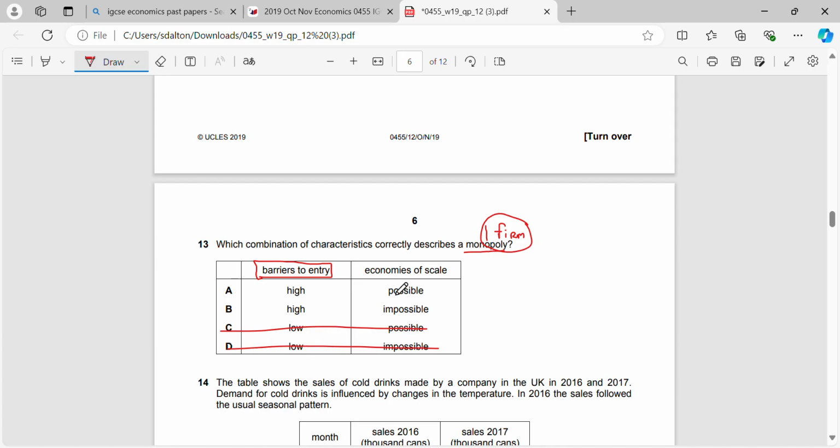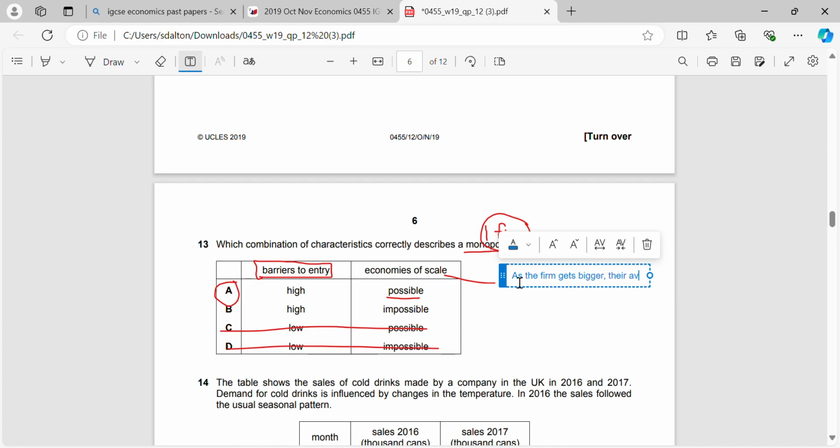And if there's a monopoly, because they're only one firm, it is still possible for them to achieve economies of scale, right? Now, if you forget what economies of scale is, it's where, as the firm gets bigger, their average costs can come down or reduce, right? So a monopoly still can achieve economies of scale even if they are the only producer.